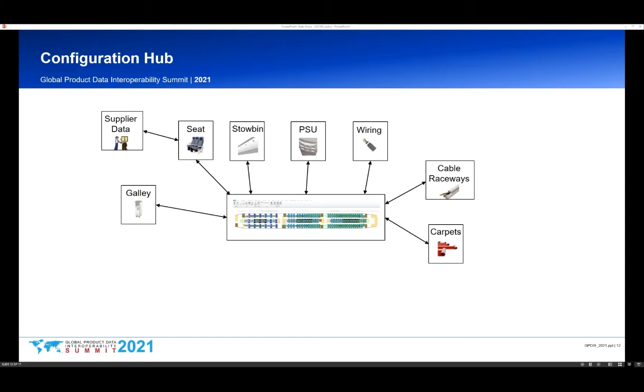The PSU team is then sent a highlighted graphical layout showing exactly what changed, specifically for the stow bins and the seats, so they can go into the hub and update their engineering as well. Again, we have auto-generate buttons and interface checks that show exactly which things need to change and by how much. The same sorts of things go for the wiring, cable raceways, and carpet teams.